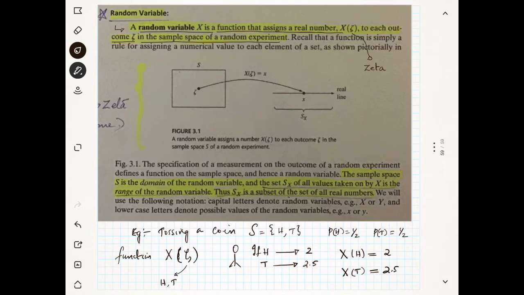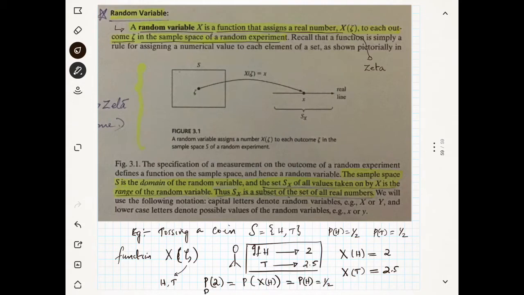That means if he gets a head during the experiment, he will write down the number 2, and if he gets a tail, he is assigning the number 2.5. It is up to our application; according to our application we can do it like this. So what is the probability of 2? It is nothing but the probability of X of h, which is nothing but the probability of h. It is nothing but 1/2.